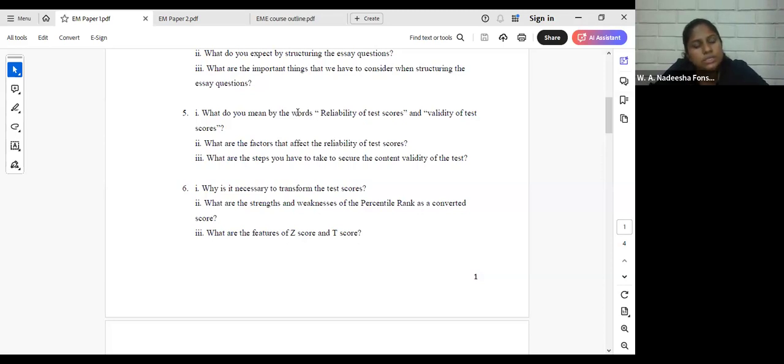Another strength is that percentile rank does not depend on the number of students, because whether the number of students is 20 or 100 or 150, we give the answer out of percentage 100. Therefore, our answer does not depend on the number of students in the sample.